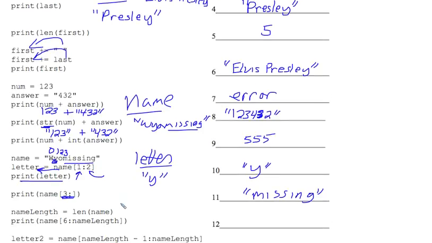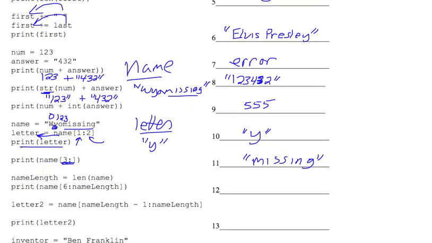Number 12, the length. Okay, so we have a new variable, name length. Name length, I got to keep track of it. It's equal to a number here. It's whatever the length of name is. Well, name is "Why I'm Missing", and if you count up the letters there, it's 10. So the variable name length is equal to 10.